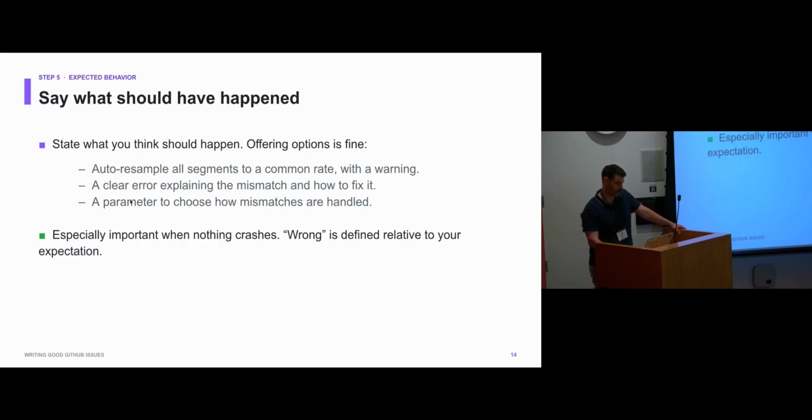And then a third would be a parameter to choose how mismatches are handled, right? So it could be an additional argument to that method saying, if there is a mismatch, choose this sampling rate or do a resampling or something like that. It's important to do this when nothing crashes, when it being wrong is simply relative to your expectations about what the package should do.